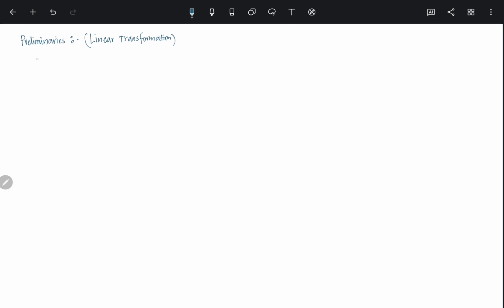So what is a linear transformation? Essentially, we start out with two vector spaces. Let X and Y be two vector spaces, and we are going to define a map, let's call it A, from X to Y. This is called a linear map.